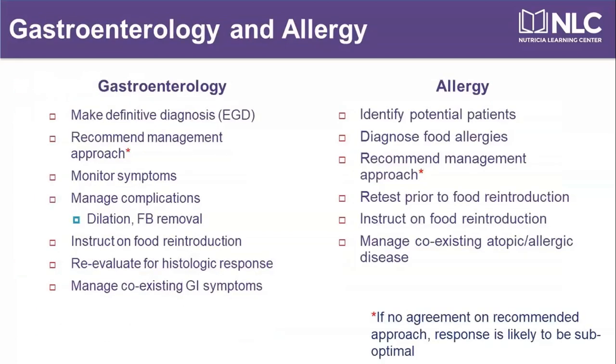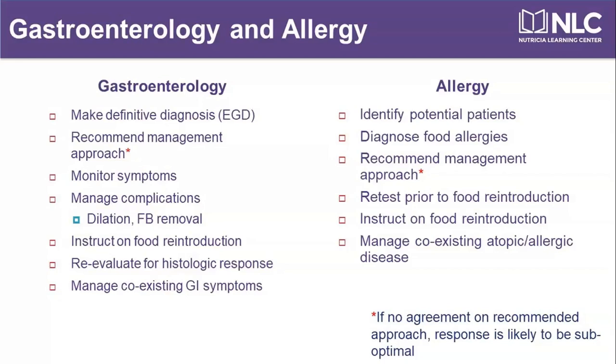So here's a little table that I put together that lists what I think are the key roles of the two main specialists, the GI and the allergy specialists. Of course, the gastroenterologist is the one who makes the definitive diagnosis by the endoscopy, and then they are certainly able to make management recommendations. They should be monitoring GI symptoms and managing any complications like strictures or food impactions.